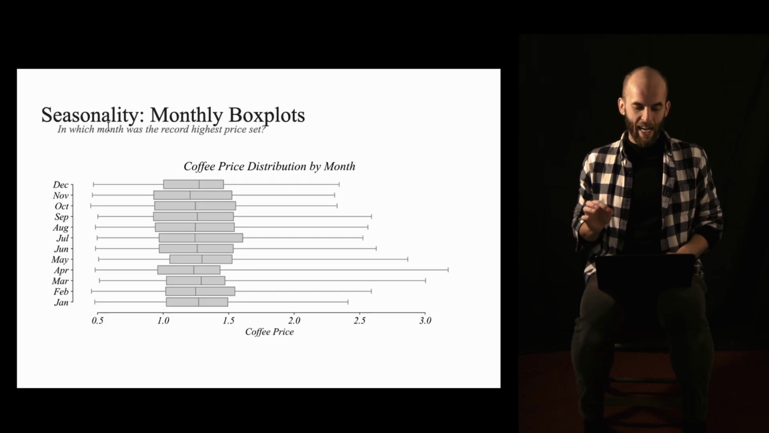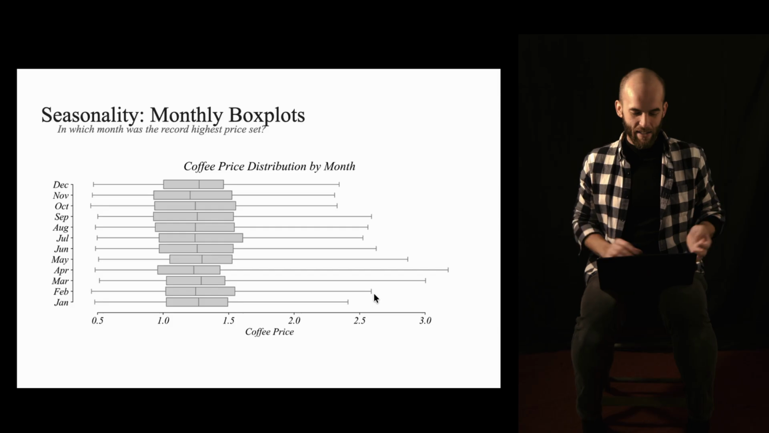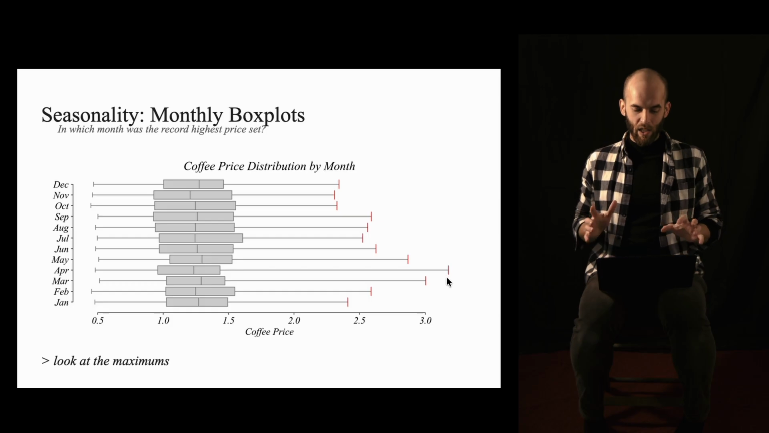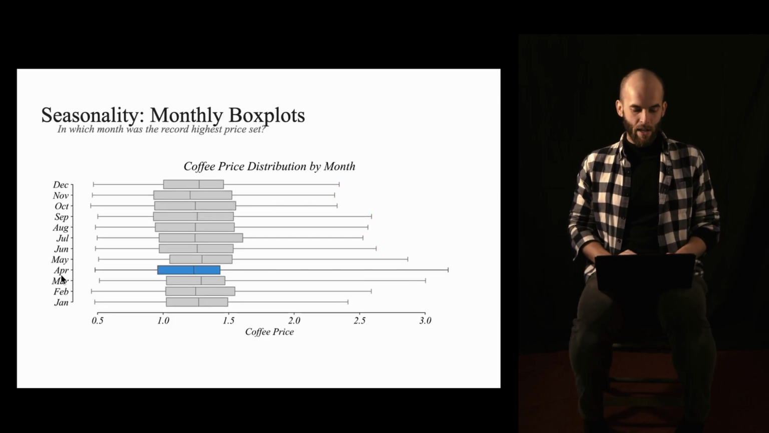In which month was the highest price recorded? And this box plot allows us to answer that kind of question. So here, for the highest price, we can just look at the upper whisker. So this upper whisker tells us the highest price in December, which is something like 2.2. And then all I have to do is go through and look at each one of these months specifically and try to find the one with the highest recorded price, which happens to be in April. I'm just looking specifically at the maximums, and that turns out to be April.